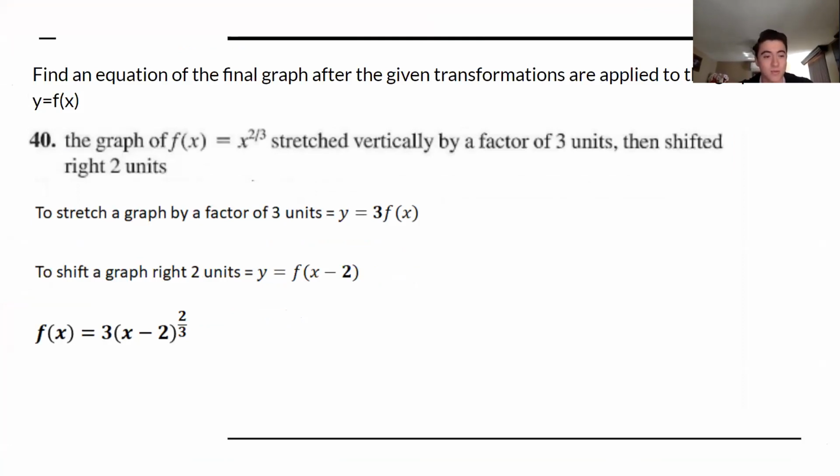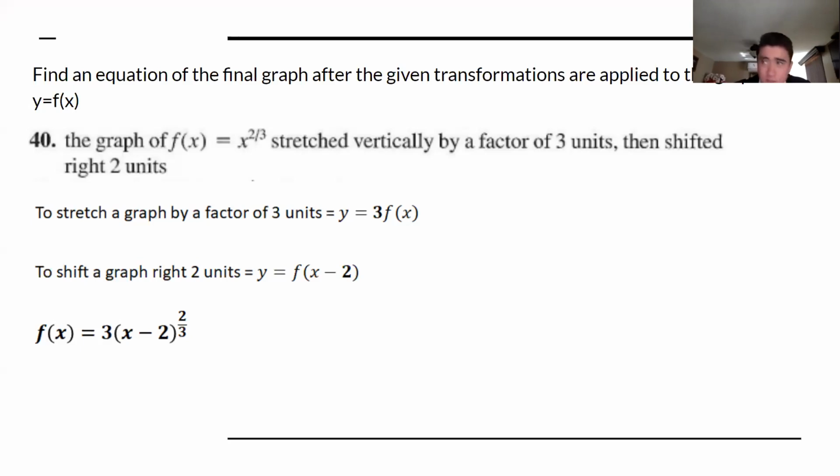Okay, so our team solved problem number 40. It states the graph of f(x) equals x to the 2/3 is stretched vertically by a factor of 3 units. Stretched vertically means it's stretched along the vertical axis, up and down. Then it is shifted right 2 units.